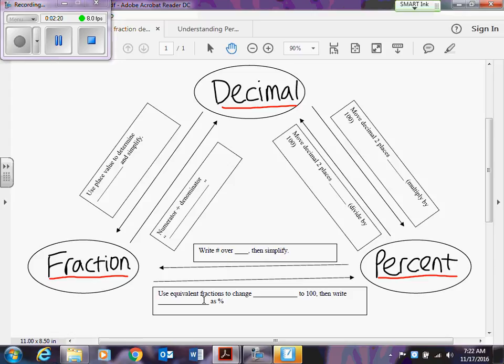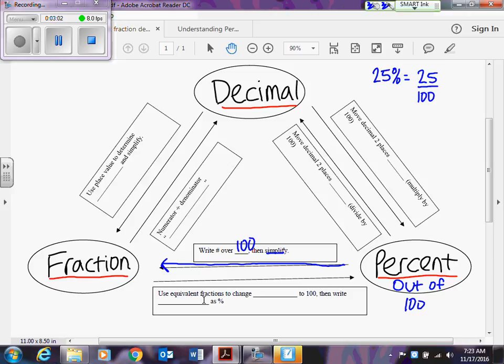All right, we're going to start with changing our percents to fractions. Okay, this one right here, percents to fractions. Just like we said, percent means out of 100. You can even write that right here, out of 100. So we are going to write the percent number over 100, and then we're going to simplify. All right, so an example of that, let's say we have 25%. So I'm going to write 25 over 100, and then I'm going to simplify.